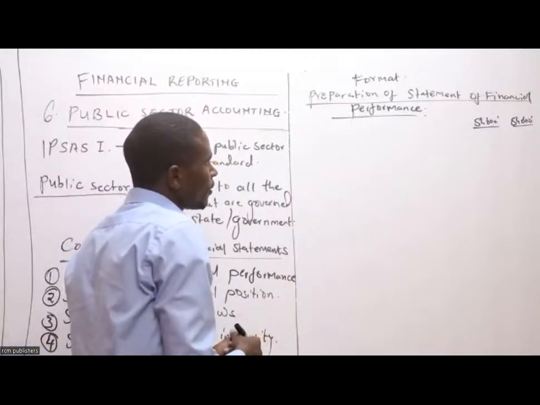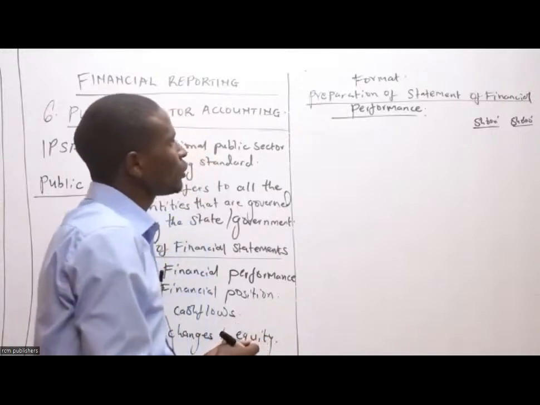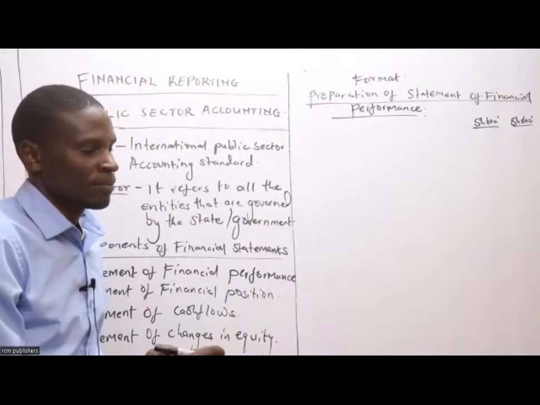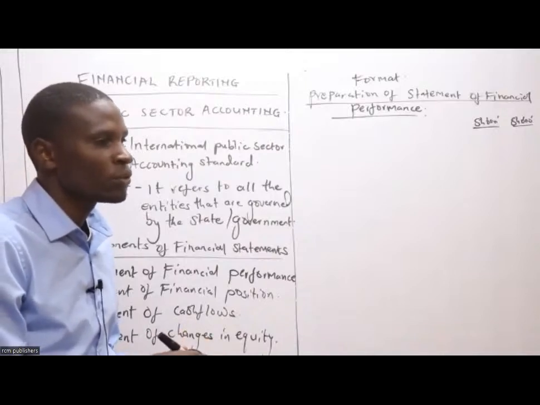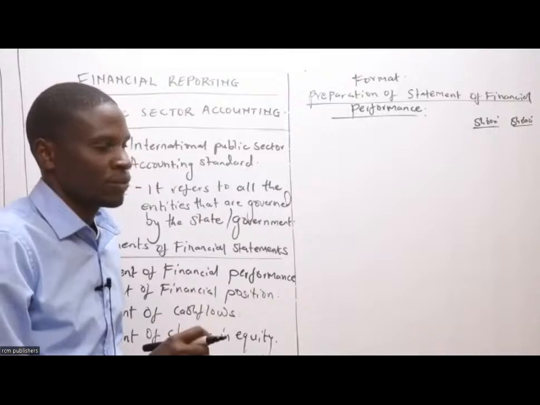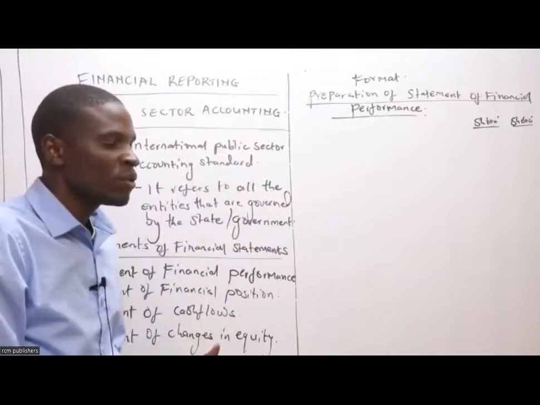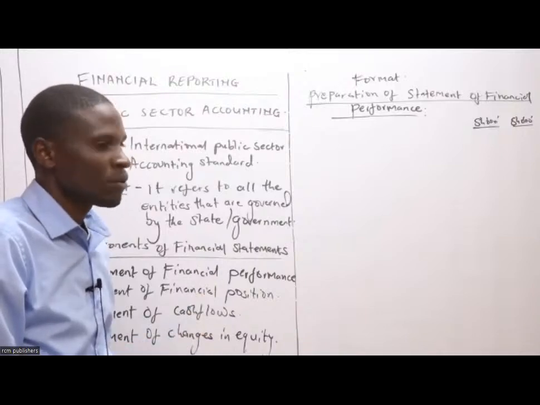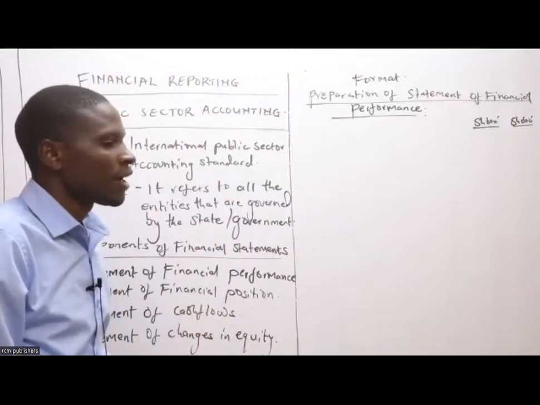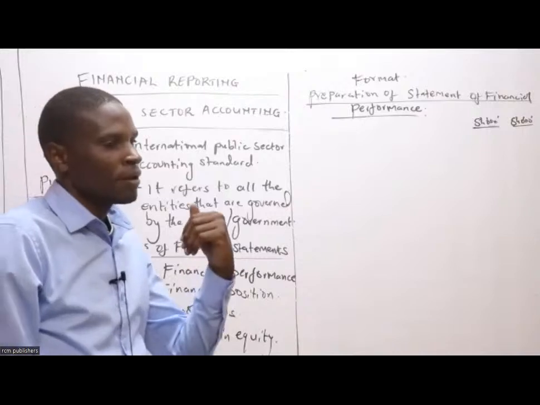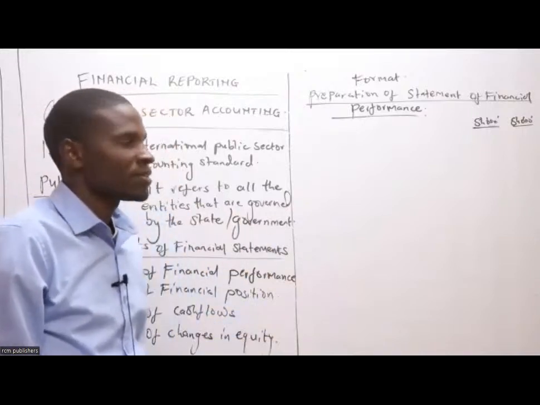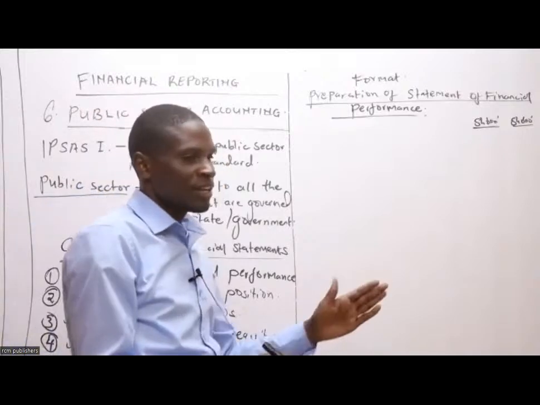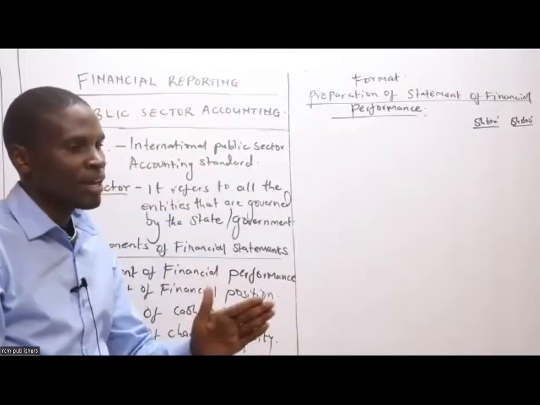Therefore, when preparing the statement of financial performance, we have to identify two categories of things. One, revenues. You identify the revenue from the lease provided. And then you identify the expenditure or the expenses from the lease provided. After you do that, you can get the difference between the revenue and the expenditure.